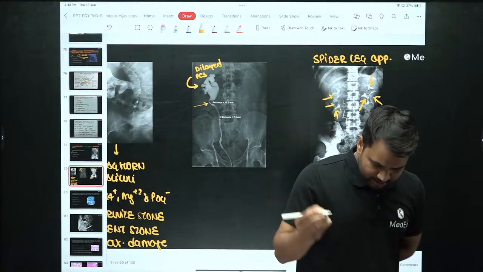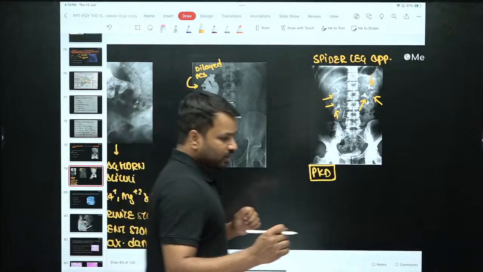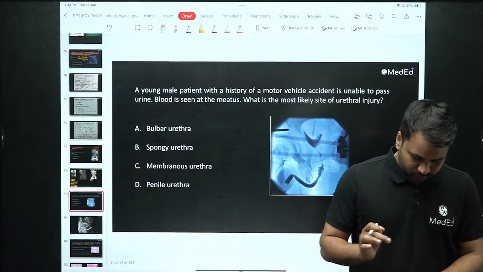These are characteristic for the spider leg appearance, right? So this is with respect to the IVP.